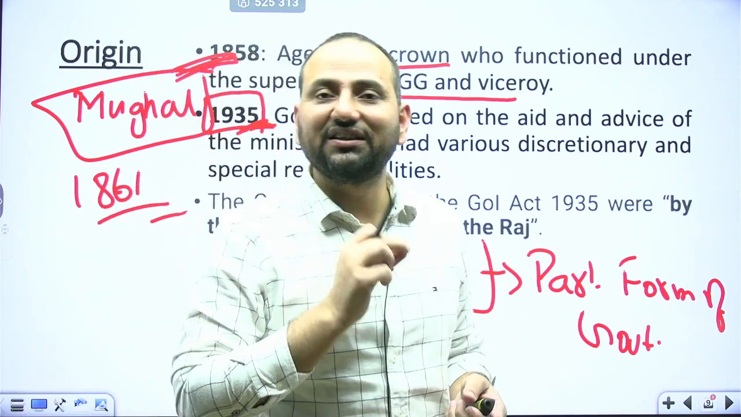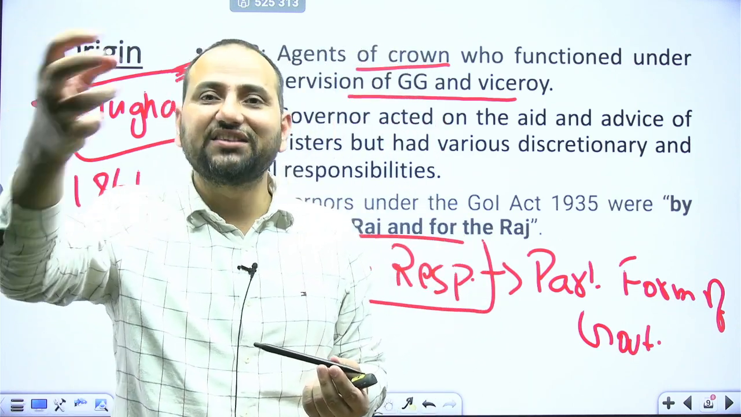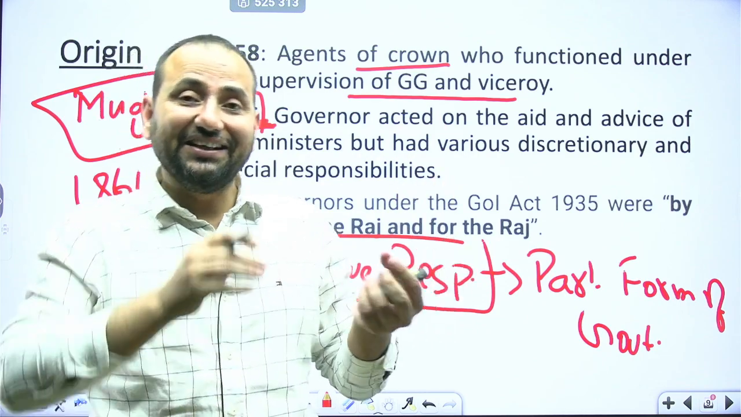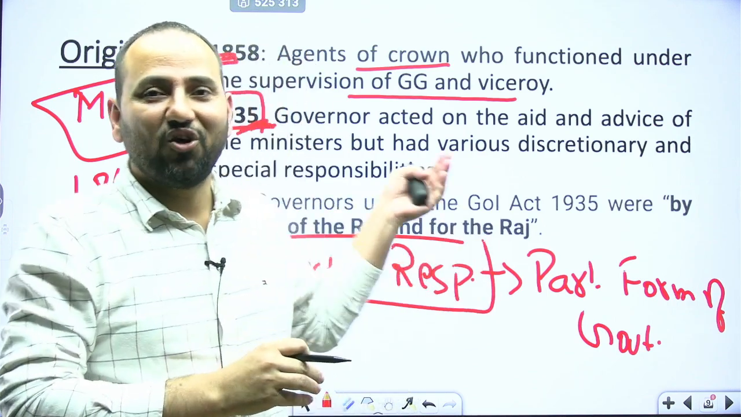India opted for this parliamentary form of government at both the levels. At both the levels, in the sense that it opted for this parliamentary form of government at the union level as well as the provincial level. And that is why at the union level, we have the president of India, and in the provincial level, we have the office of governor.